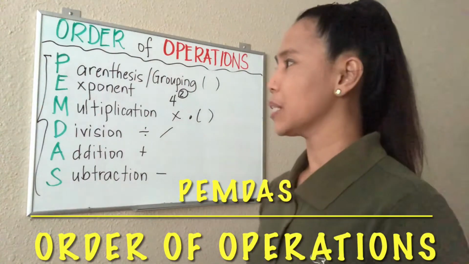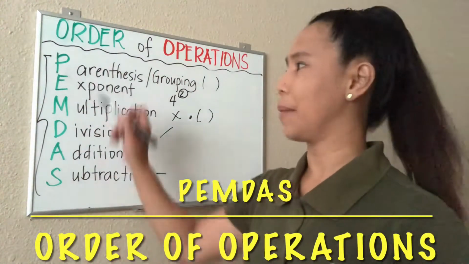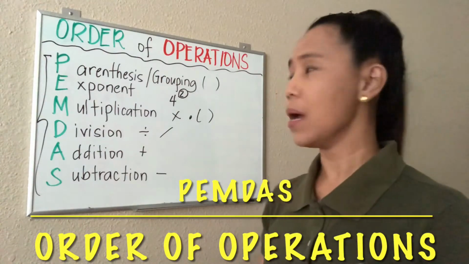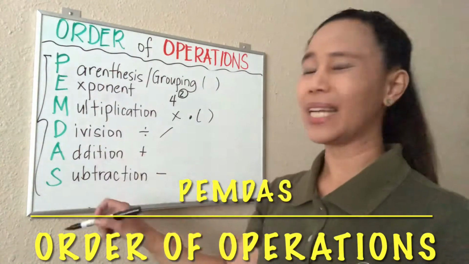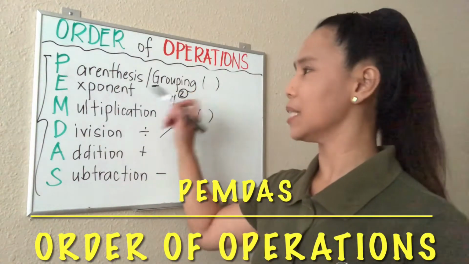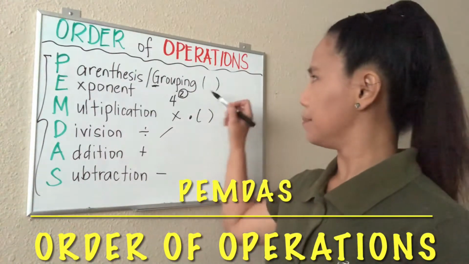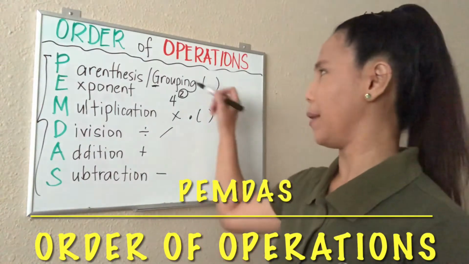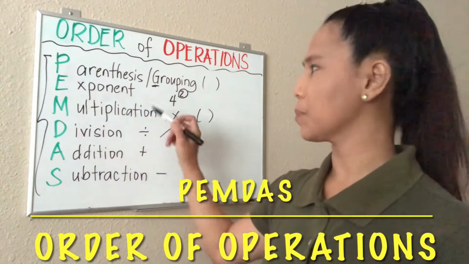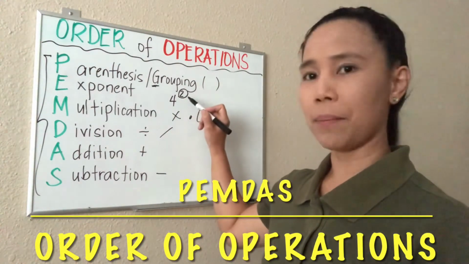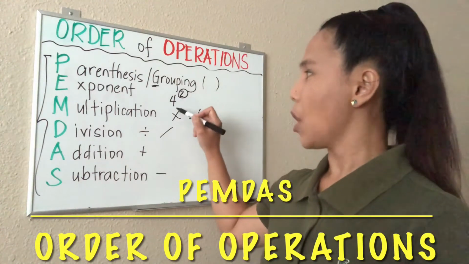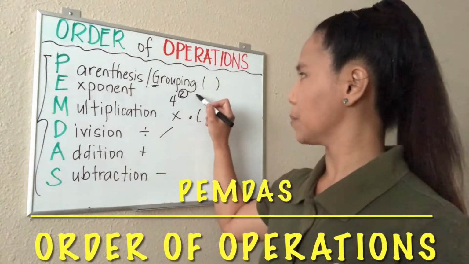Order of operations usually follows PEMDAS, and P represents parentheses or grouping. Sometimes we call it GEMDAS when you use the G instead of the P for parentheses. So this is the symbol for parentheses. And then E for exponent, that is usually the small number at the top right corner of the base. So this is your exponent.